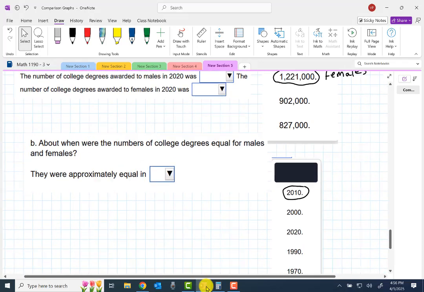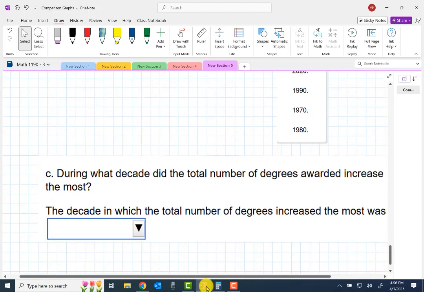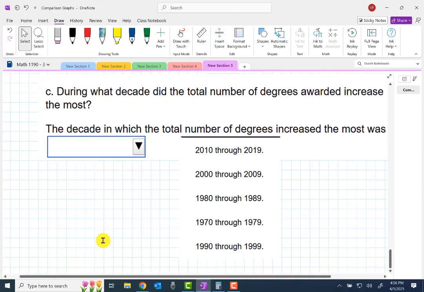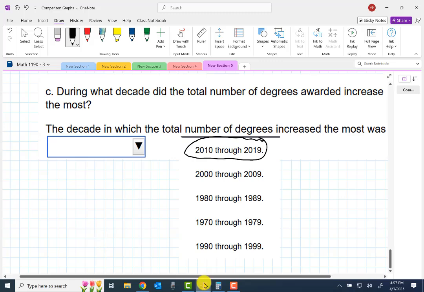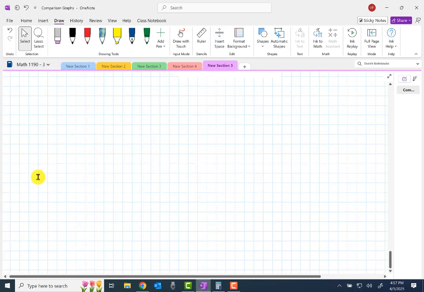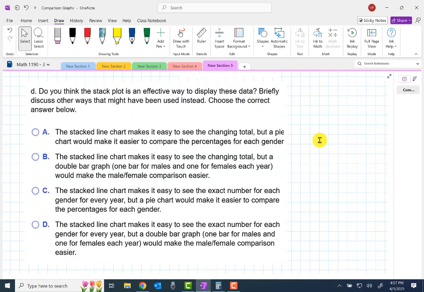So let me scroll down and see what our options are. Here are the options we're presented with, and I guess we found out that this is the decade of the greatest increase. Let me scroll some more for the last question on this graph. Well, it's strange to ask me my opinion and then expect me to click a correct answer, but let's see what we have here. Do you think the stack plot is an effective way to display the data? I have no problem with it. It was very clear and easy to understand. Briefly discuss other ways that might have been used instead. Choose the correct answer below.